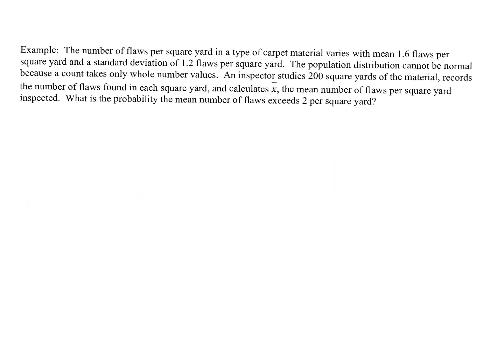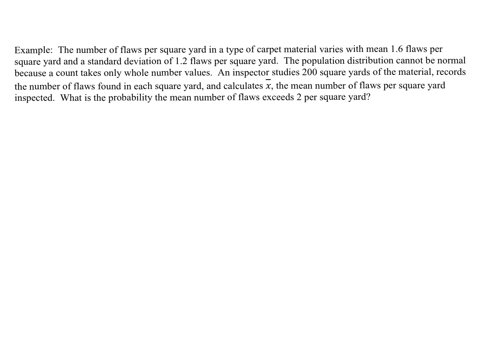For our next example, we have that the number of flaws per square yard in a type of carpet material varies with a mean of 1.6 flaws per square yard and a standard deviation of 1.2 flaws per square yard. The population distribution cannot be normal because a count takes only whole number values. An inspector studies 200 square yards of material, records the number of flaws found in each square yard, and calculates X bar, the mean number of flaws per square yard inspected. What is the probability that the mean number of flaws exceeds 2 per square yard? So we're trying to find the probability that X bar is greater than 2.